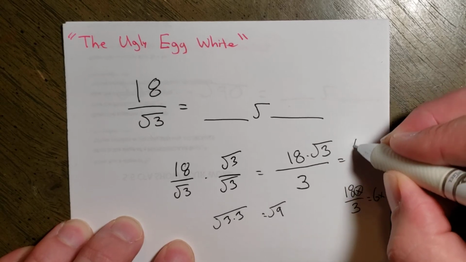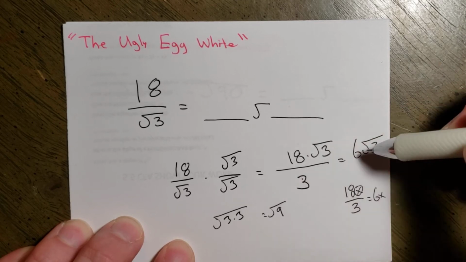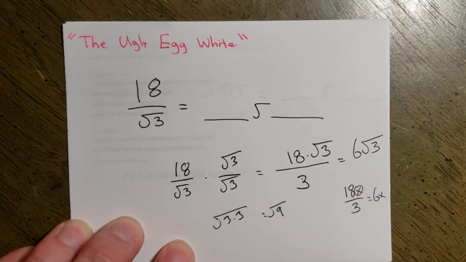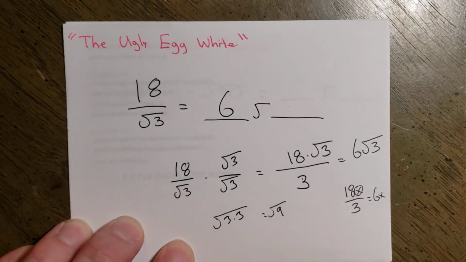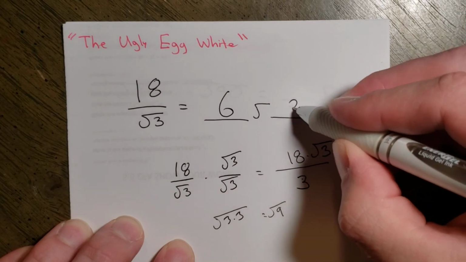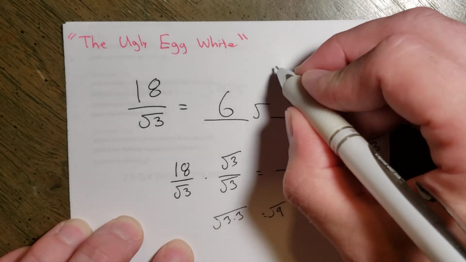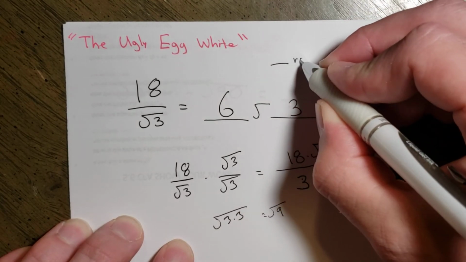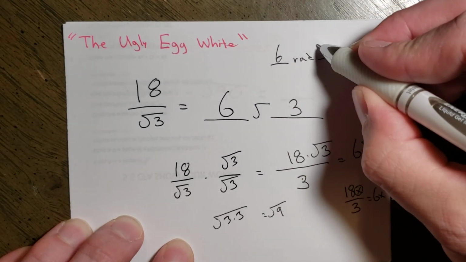This would turn into a 6 rad 3, because the 18 divided by 3 turns into a 6, and the radical kind of comes along for the ride. So if you're filling in the blanks, you'd put a 6 right there, and you'd put a 3 after the radical sign. So there we go. So 6 rad 3. I think I also have it in rad form in some of the questions where the blanks are like this. So you'd say 6 rad 3.